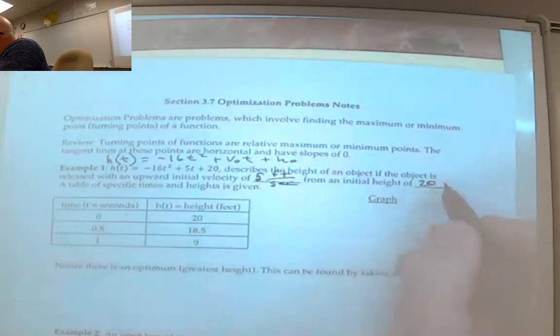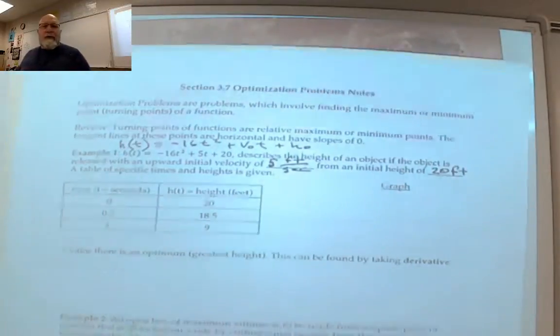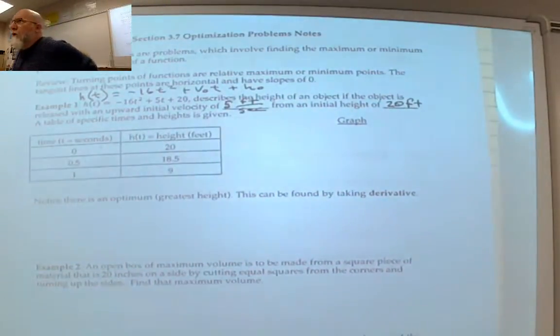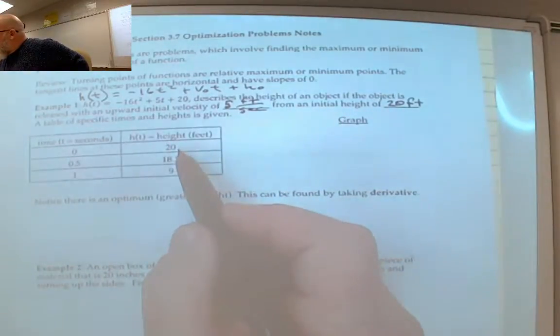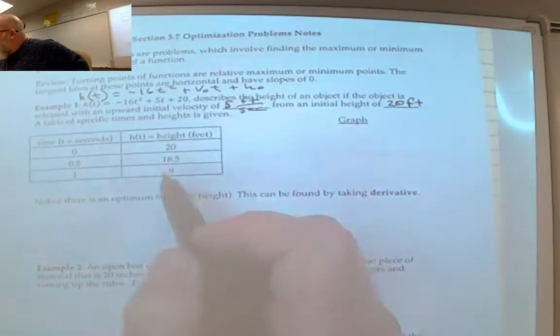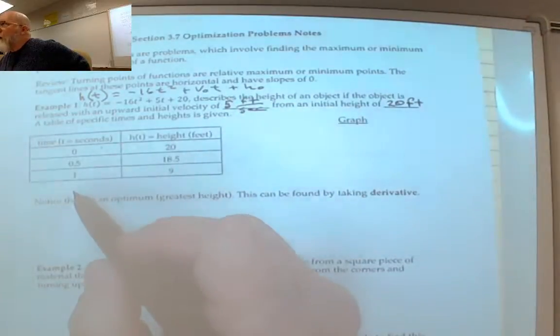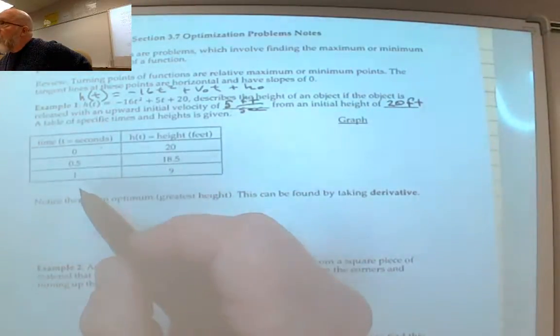And so what I did is I plugged some numbers into a table. I always encourage you to do that if you're kind of lost. That can give you direction, but that can't be your reason why, and that can't be your work. Does everybody understand that? The calculus has to be the work. Calculus has to be the reason why. So if I take a look, at 0 seconds I'm at 20, at a half second I'm at 18.5, at 1 second I'm at 9. I plugged in a 1.5, it was negative. It had hit the ground and gone down deep. So I didn't put it down there.